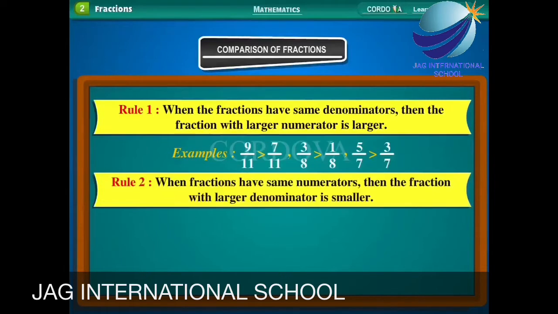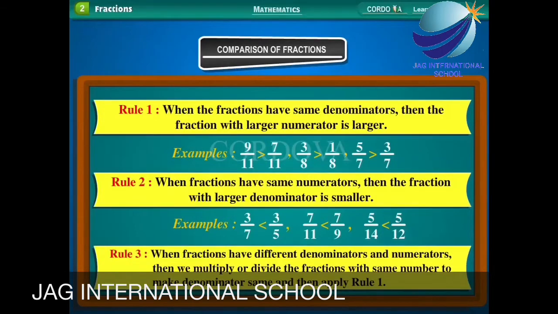Rule 2. When fractions have the same numerators, then the fraction with the larger denominator is smaller. Examples: 3 upon 7 is less than 3 upon 5. 7 upon 11 is less than 7 upon 9. 5 upon 14 is less than 5 upon 12. Rule 3. When fractions have different denominators and numerators, then we multiply or divide the fractions by the same number to make the denominators the same and then apply Rule 1.